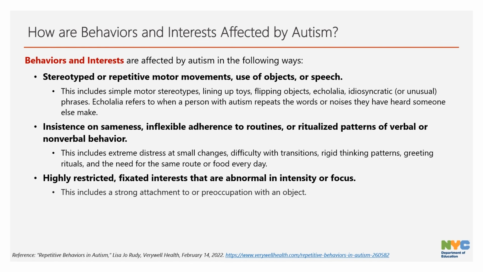Behaviors and interests are affected by autism in the following ways: stereotyped or repetitive motor movements, use of objects, or speech. This includes simple motor stereotypes, lining up toys, flipping objects, echolalia, idiosyncratic or unusual phrases. Echolalia refers to when a person with autism repeats the words or noises they have heard someone else make.